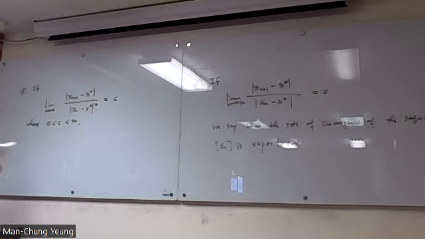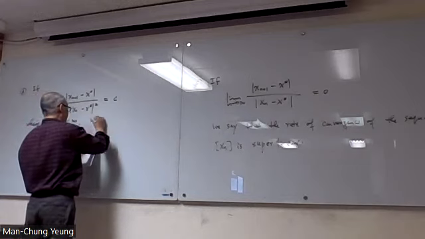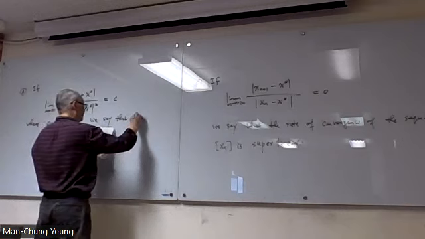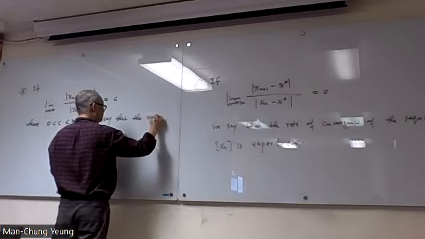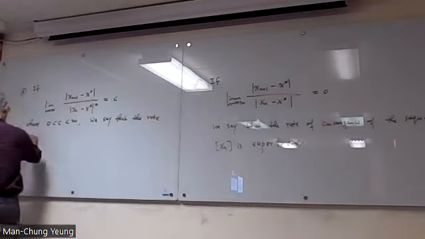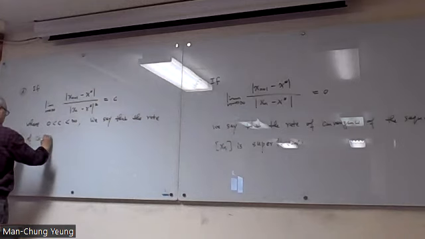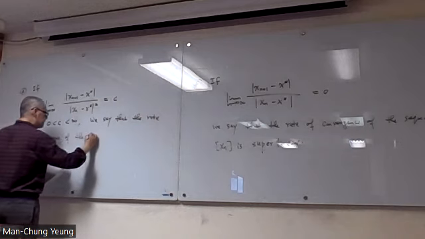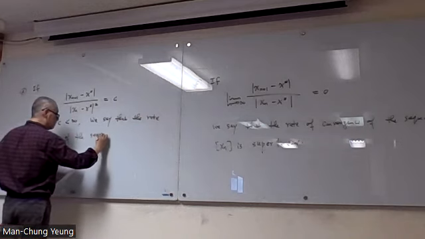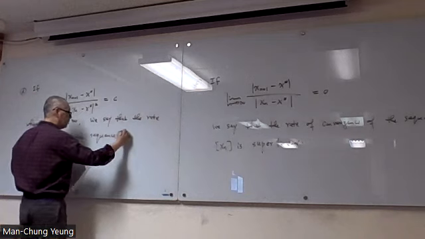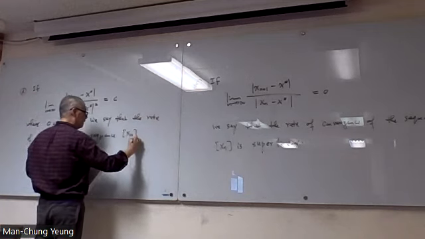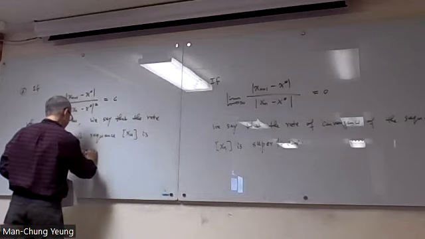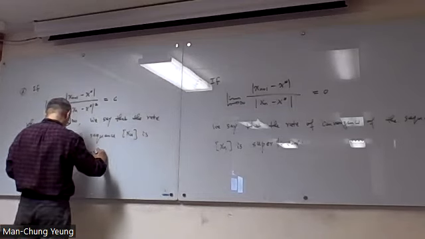If this is true, we say that the rate of convergence of the sequence x_n is quadratic. Quadratic is fast.